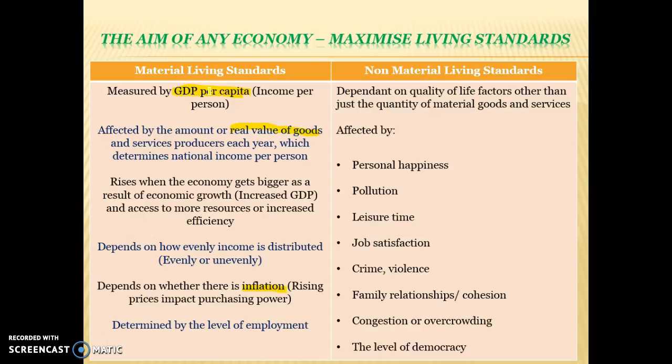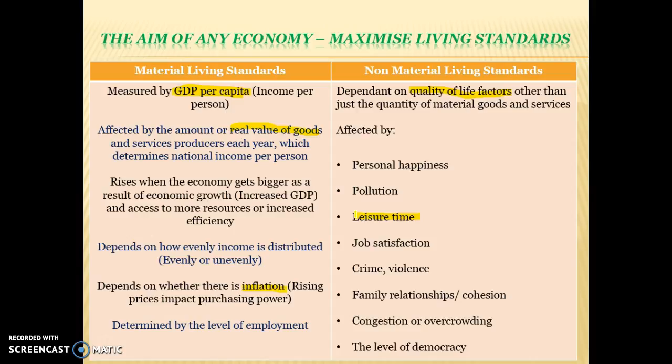Non-material living standards are quality of life factors. So they're not about how many goods and services we can acquire. They are about quality of life factors. So things like personal happiness, pollution, the amount of leisure time that people have access to, their job satisfaction. So for example, some people might be really rich and have a high GDP per capita, but they may not have much leisure time. So we wouldn't say their overall living standards are very high.